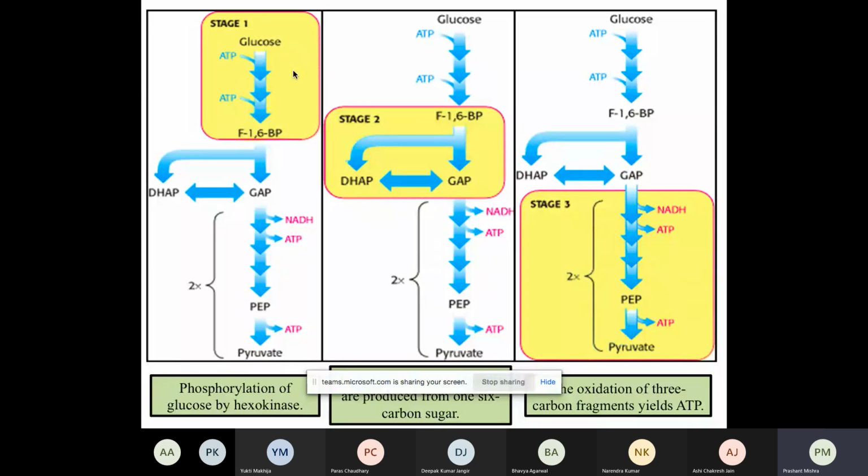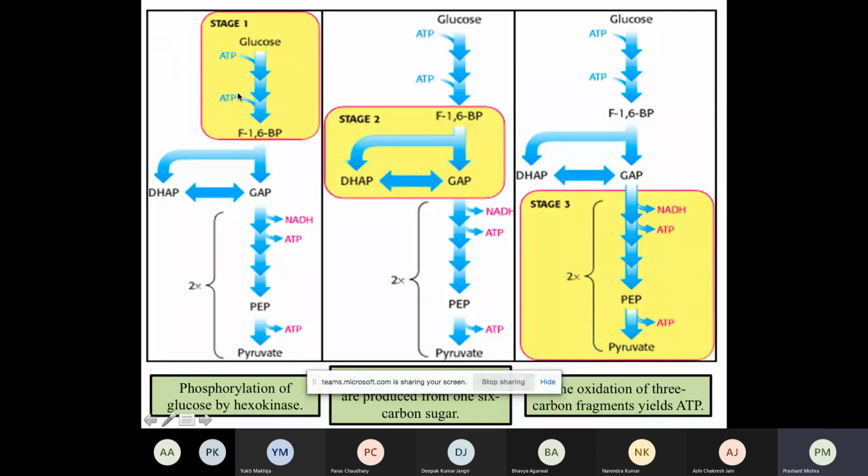And it's a very different scenario where we say that glycolysis is giving us energy. But in the first stage, energy is actually being consumed. And where are these two steps? First is where glucose is converted into glucose 6-phosphate, that is hexokinase.